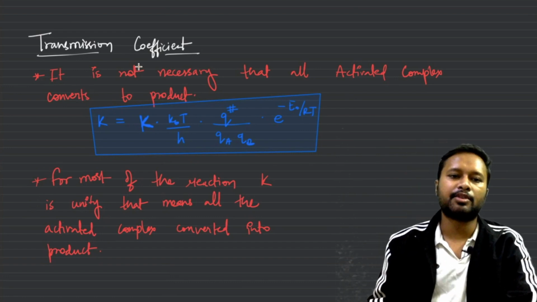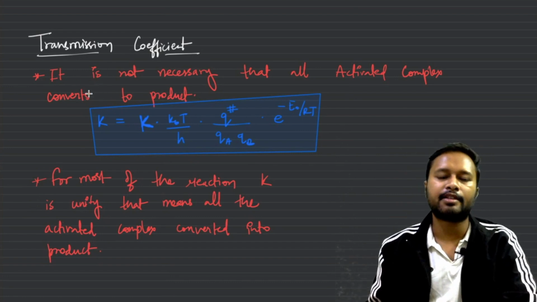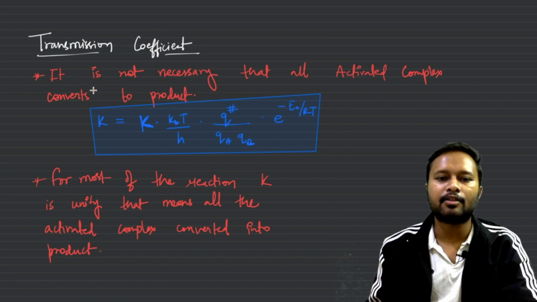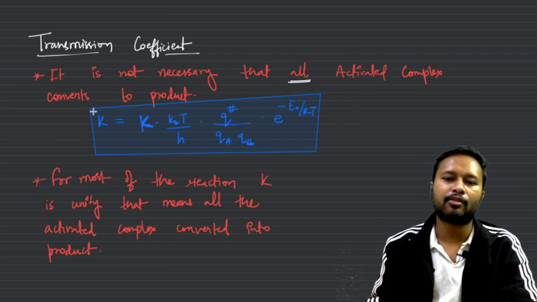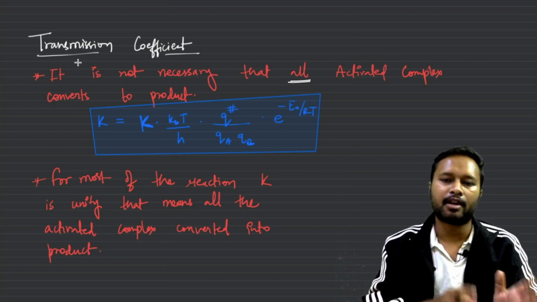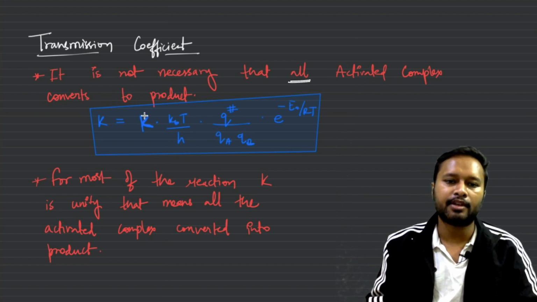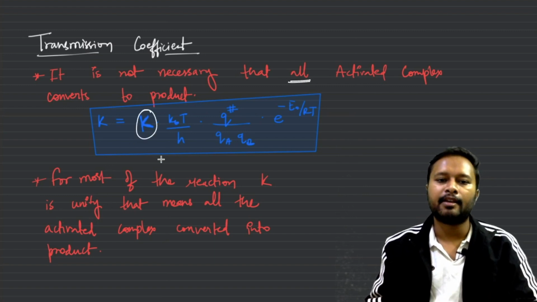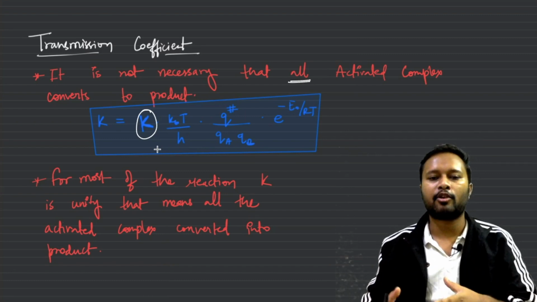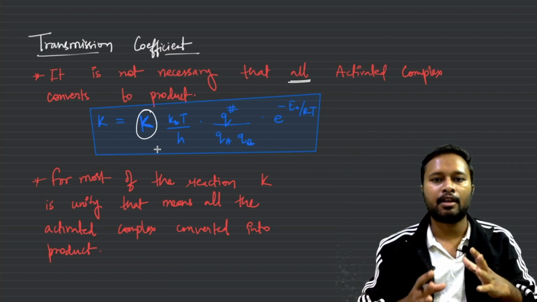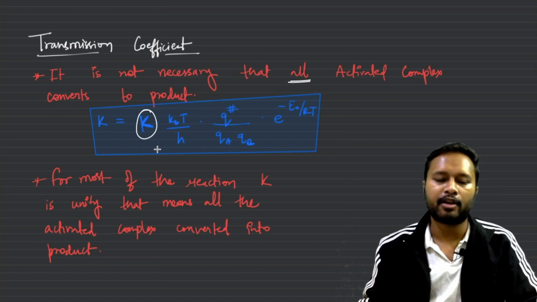The next thing is the transmission coefficient. It was seen that it's not necessary that all the activated complexes are going to form the product. So the fraction of the activated complex which gets converted into product is given by your transmission coefficient. The transmission coefficient is denoted by capital K, and it tells you the fraction of molecules which get converted from activated complex to the product.